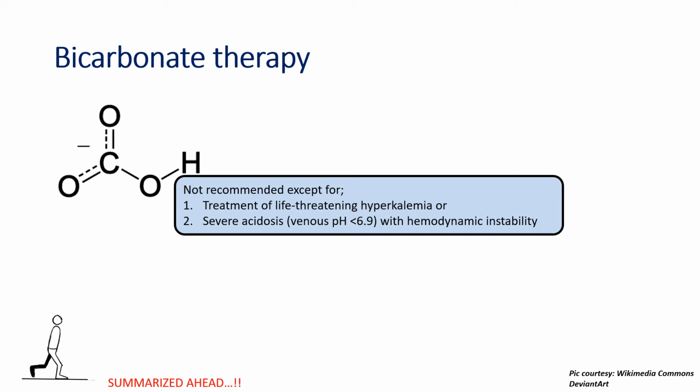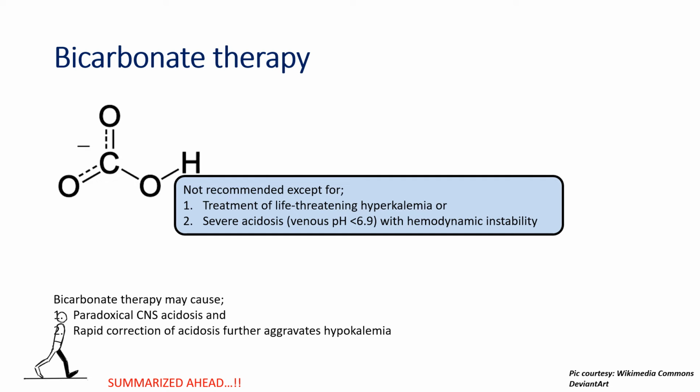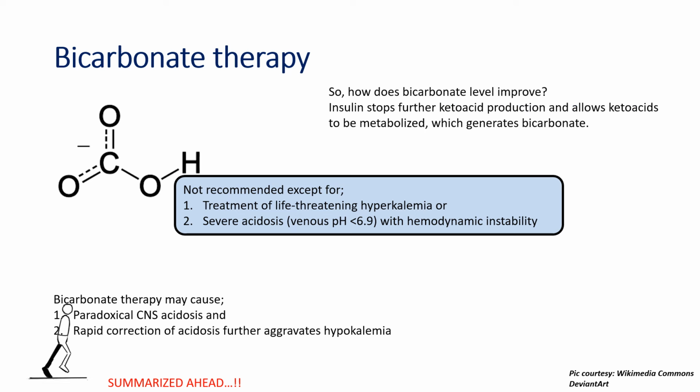Bicarbonate therapy is not recommended except for treatment of life-threatening hyperkalemia or severe acidosis, that is venous pH less than 6.9 with hemodynamic instability. Bicarbonate therapy is implicated in causing paradoxical CNS acidosis, and rapid correction of acidosis further aggravates hypokalemia. So how does the bicarbonate level improve? Actually, insulin stops further keto acid production and allows the keto acids to be metabolized, and this generates bicarbonate, which leads to spontaneous correction of acidosis with insulin therapy.